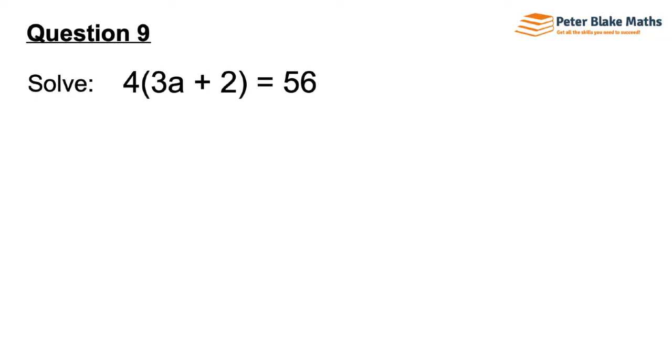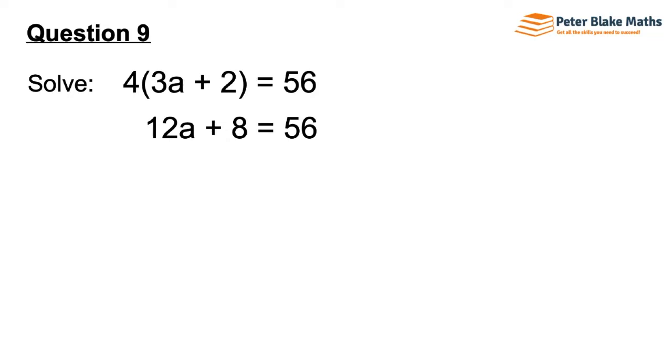To expand this, the 4 multiplies by the 3a first and gets 12a. Then the 4 multiplies by the 2 and gets 8. That equals 56. So we've successfully gotten rid of the brackets now. Now we have a two-step equation here to find the value of a in the end.